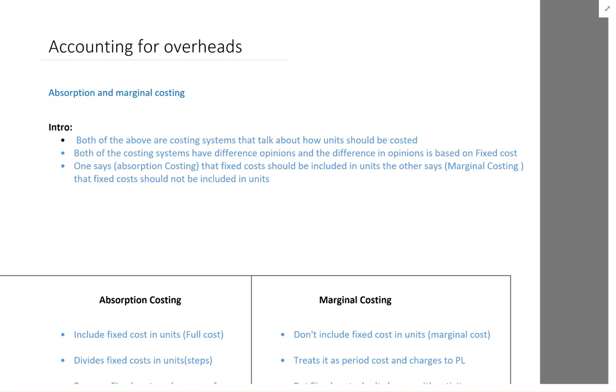Then we have marginal costing. Marginal costing says fixed costs should not be included in units, and the valuation of our product should be based on variable cost. Variable cost is also called marginal cost. Marginal cost of a product is called variable cost. Full cost of a product is absorbed cost. So marginal also means partial. So marginal costing means that the cost of the product is only partial. It is partial because it doesn't include the fixed costs in it, and in absorption costing, it has full cost.